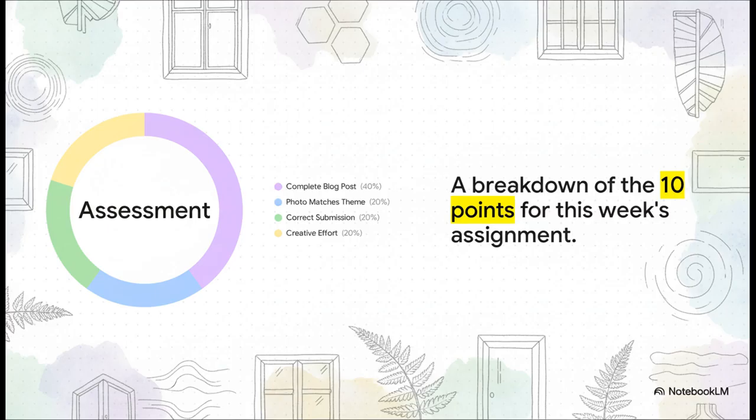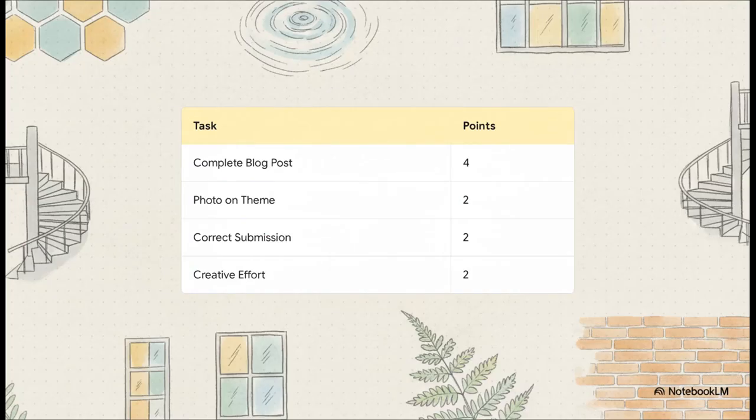The other 6 points are split up. 2 points for making sure your photo actually fits the theme, 2 points for getting that file name right, and 2 points for your creative effort. So think about it. Just completing the blog post and getting the file name right, that's 6 out of the 10 points right there. That's the stuff you can totally control. The other 4 points, that's where your creativity really shines.